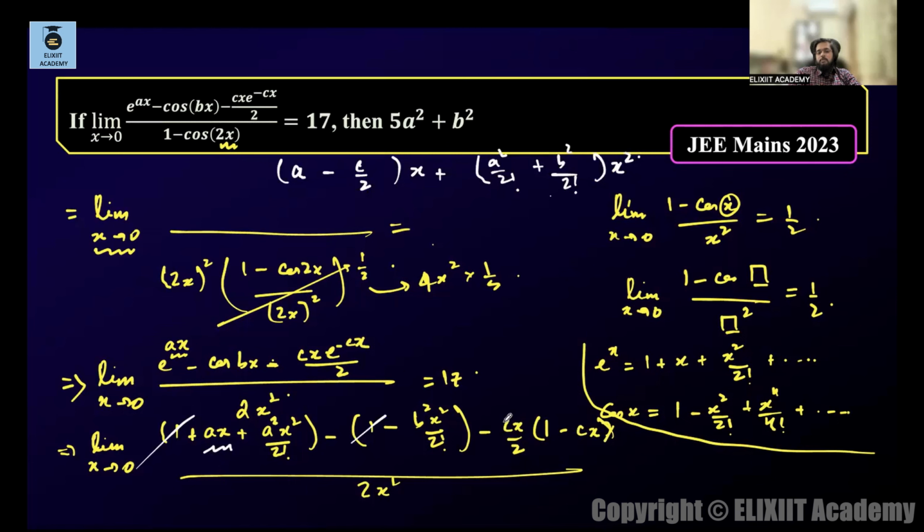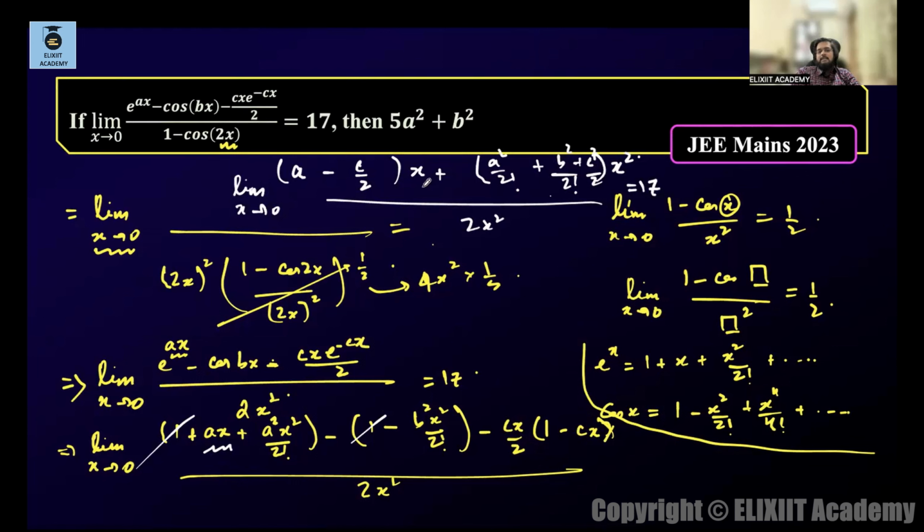And similarly from here also we are getting cx into cx, so c square by 2 factorial. C square by 2 only, so that's 2 factorial and 2 having the same value anyway, divided by 2x square, limit x tends to 0. On the right hand side we have 17. So now can you solve from here?